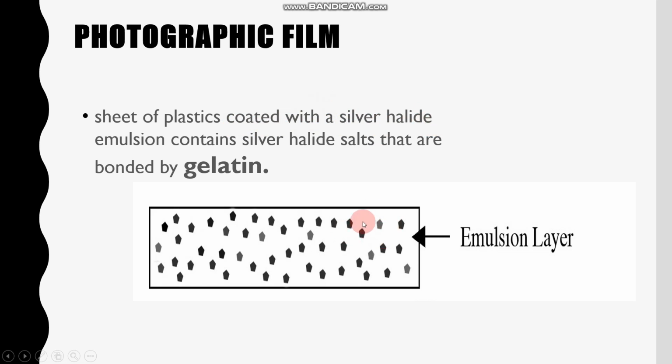So, ito si emulsion layer natin sa pinaka-top layer ng ating film, wherein ang kanyang chemicals that is light sensitive na responsible for the capturing or recording an image is the silver halide salts. Ito, the silver halide salts. So, imagine that this is the emulsion layer.